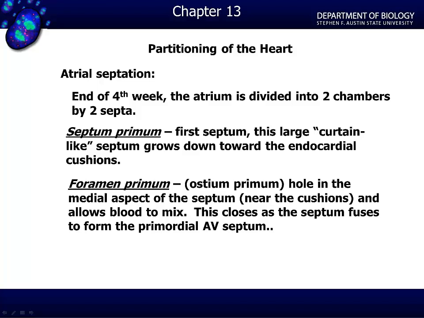So the first septum, the septum primum, this is going to drop down. As it does, it's going to leave a crescent-shaped hole adjacent to our endocardial cushions, and this hole is going to be the foramen primum, or some refer to the actual hole as the ostium primum, and this is going to allow the blood again to mix from the right to the left side.